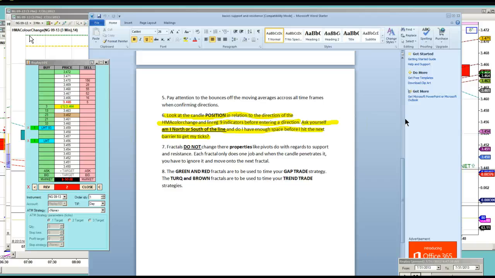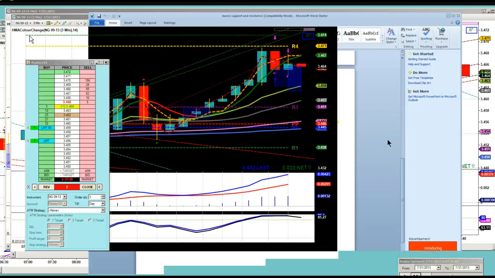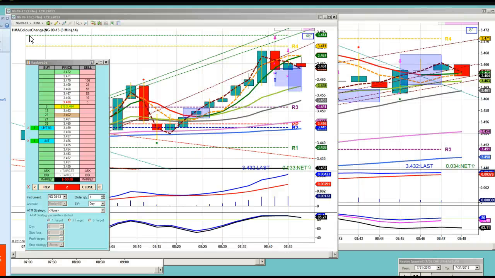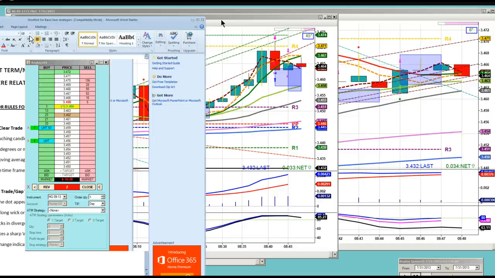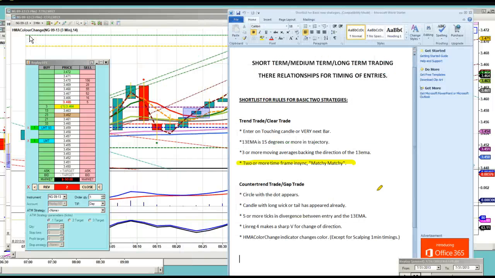So, and remember, for trending information, what's the rule for trending information? If you're looking to do a trend trade, what's the thing that's very important on the list? You must have 2 or more time frames in sync.